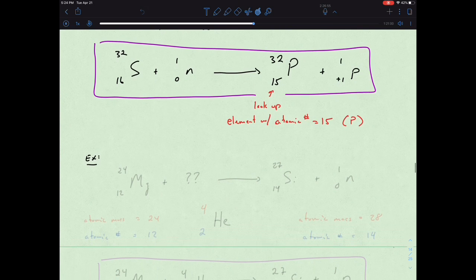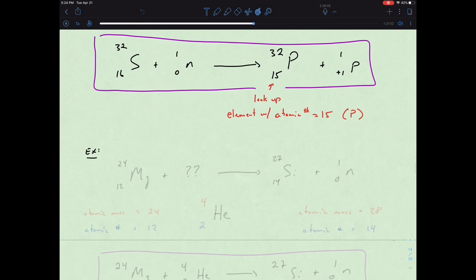Another example, maybe a little bit faster here, would be to look at magnesium-24 reacting with something in a nuclear process to produce silicon-27 and a neutron. So we can just balance out these different processes, right?